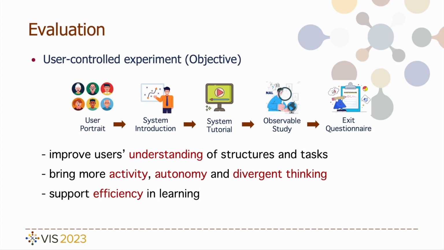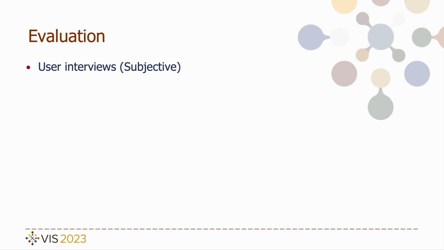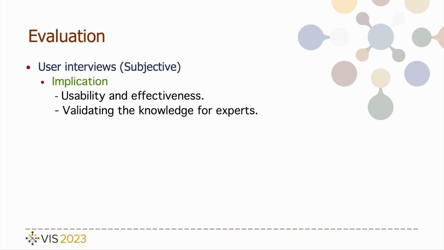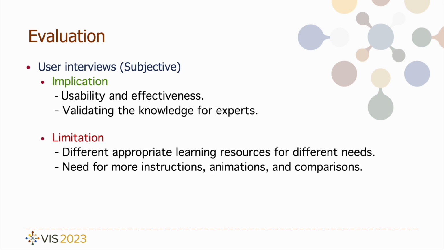The user-controlled experiment consists of 5 steps. Especially in the observable study, participants were asked to complete several tasks to assess learning efficiency. The experimental results show that TransforLearn not only improves learning efficiency but also brings students learning initiative and divergent thinking. In the communication and interviews with users, apart from positive reviews, we also received some suggestions, which lead to our discussion and outlook on this work.